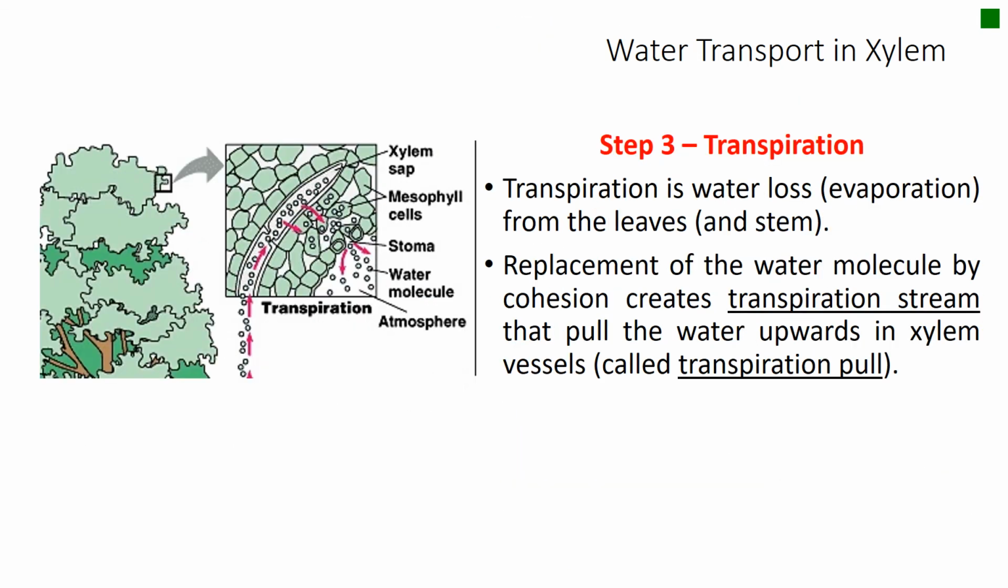And the last step, which is step 3, transpiration. As I have mentioned before, transpiration is water loss or evaporation from leaves and stem, but not as much in the stem as in the leaves. Right, let's see again. Do you still remember the guard cells? Okay, so the guard cells create holes called stomata.